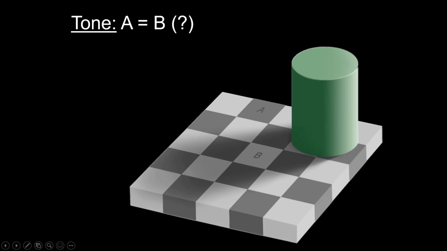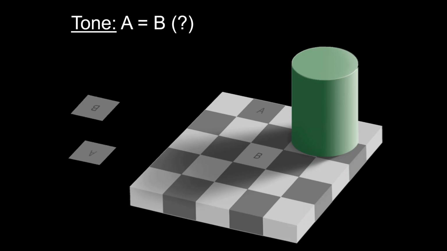This is an optical illusion. You may have seen it before. Is the tile A darker than the tile B? Well, we're supposed to think so. Look closely. Tile A and tile B have the same tonal range. They're both mid-greys. Take them away and we can see that properly.